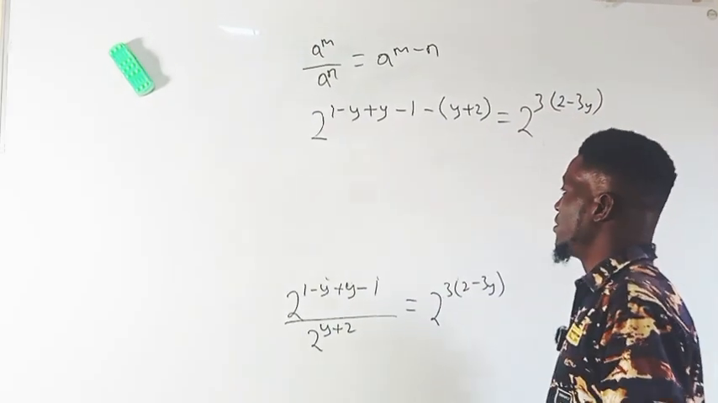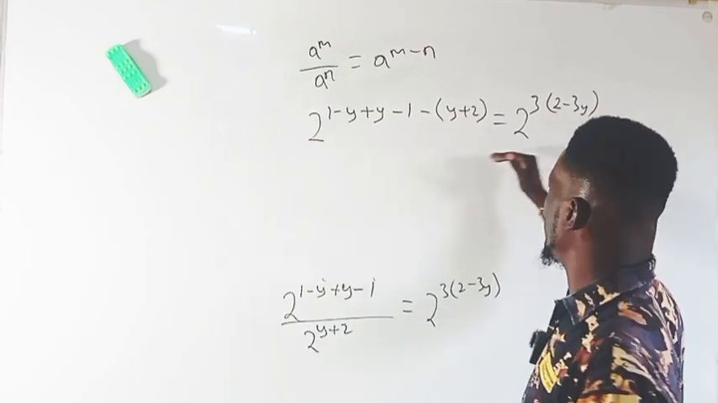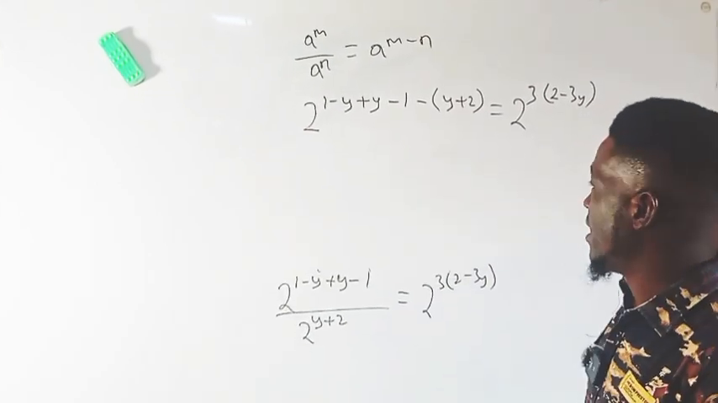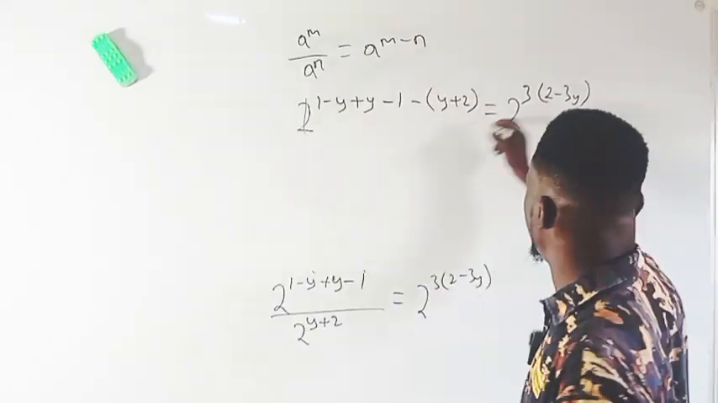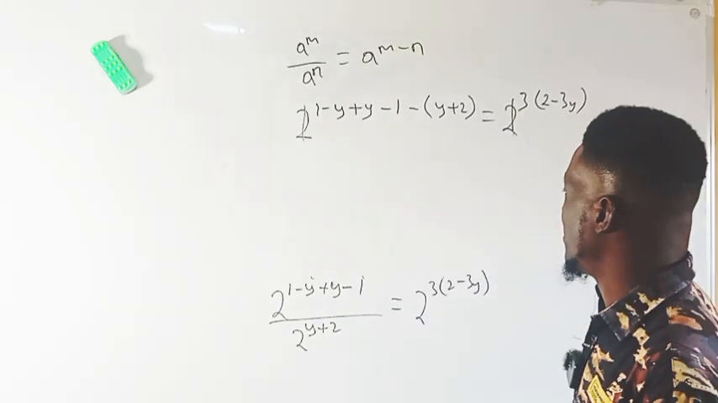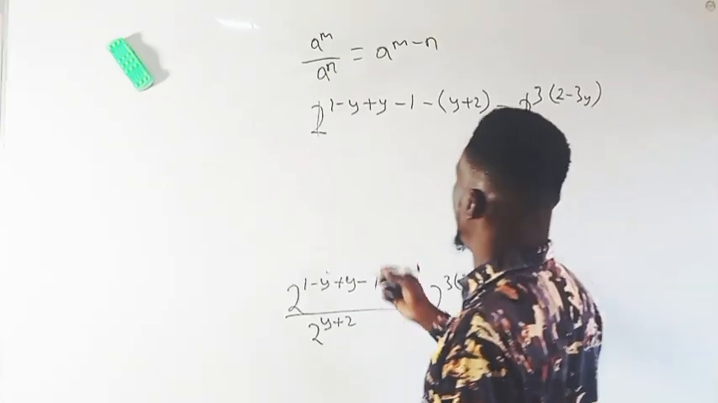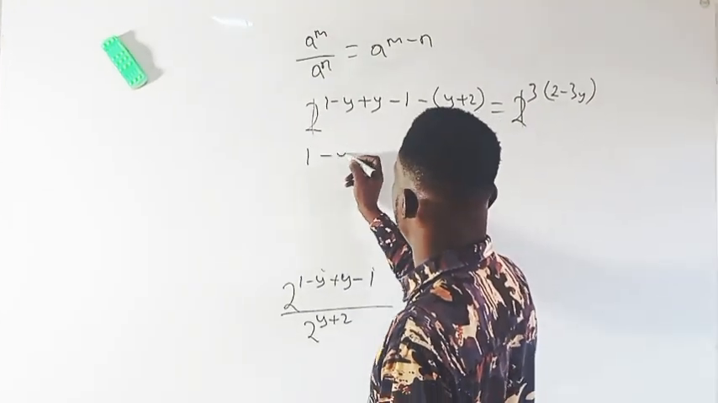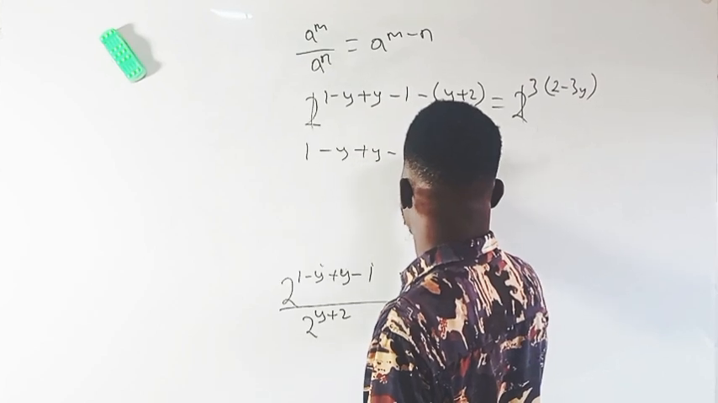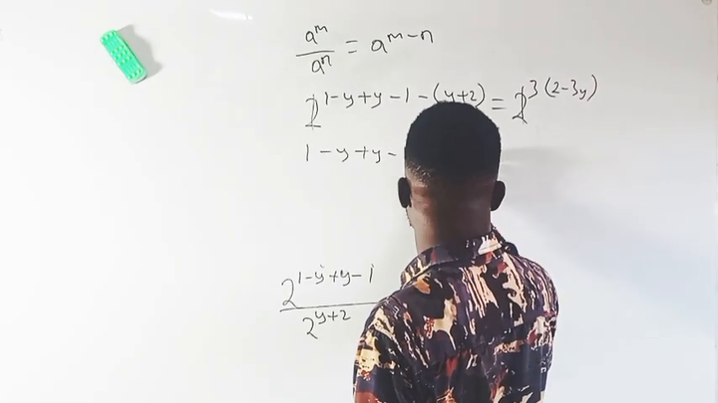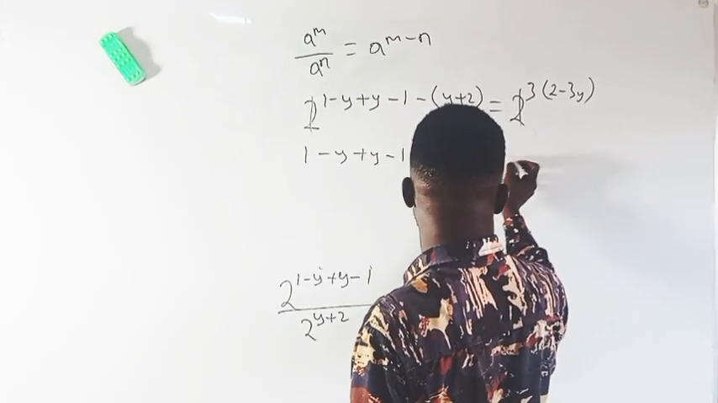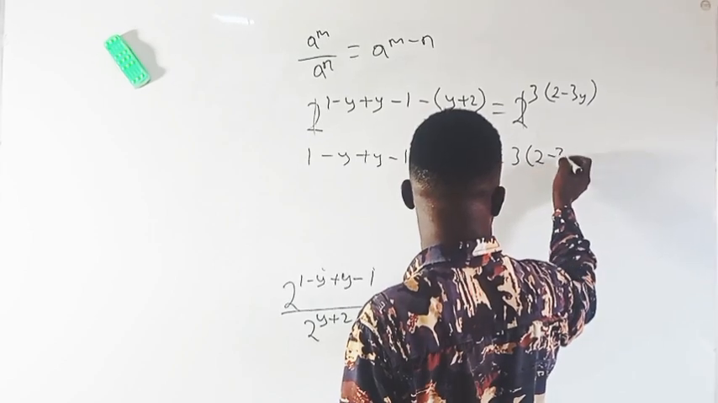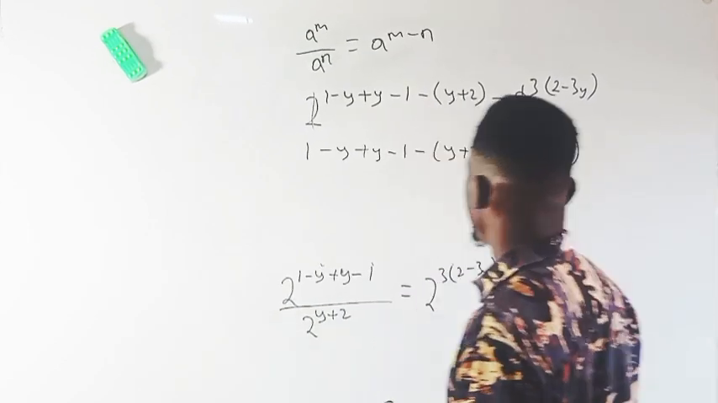If the bases are equal, that means the exponents are equal. So I can easily cancel these two numbers. So this can be written as 1 minus y plus y minus 1 minus bracket y plus 2 is equal to 3 bracket 2 minus 3y.